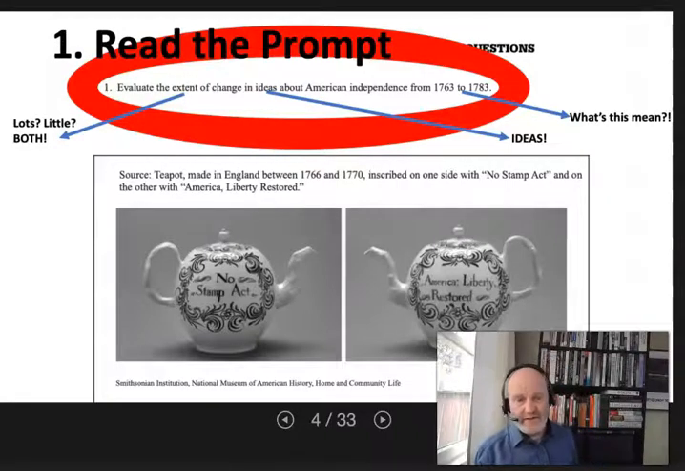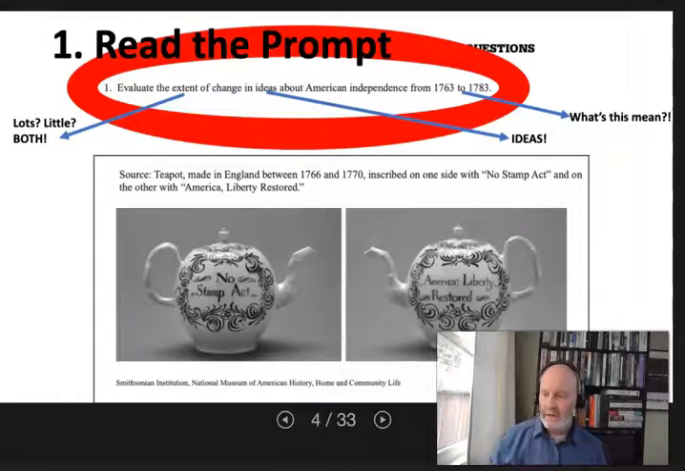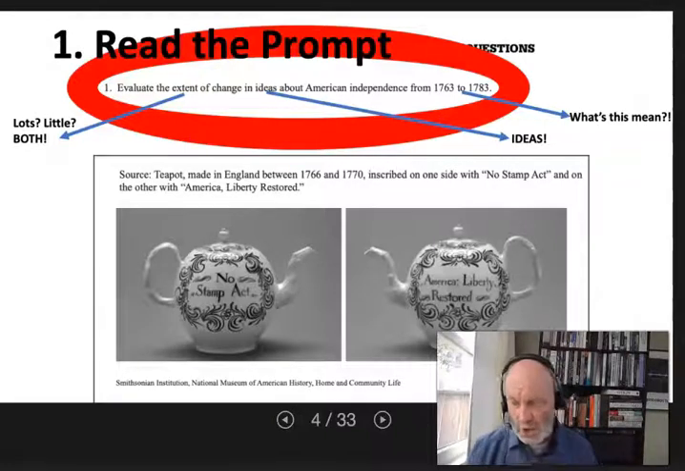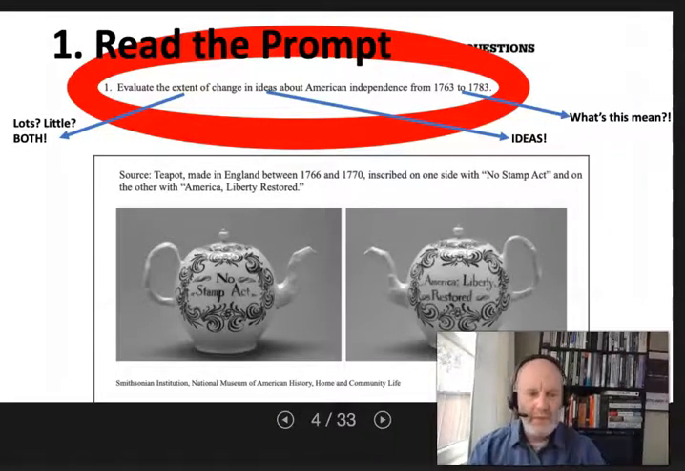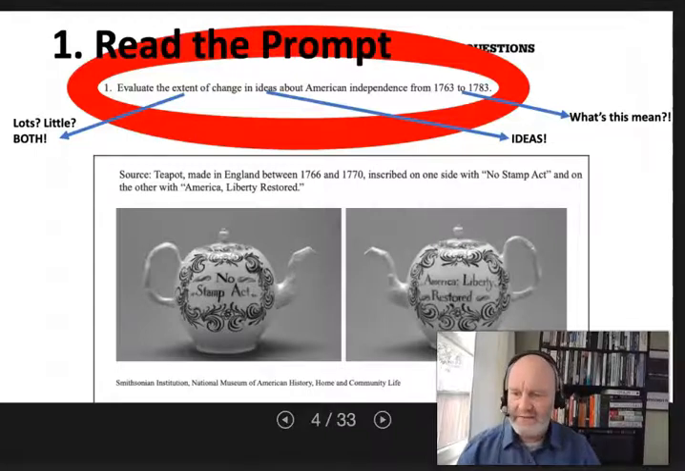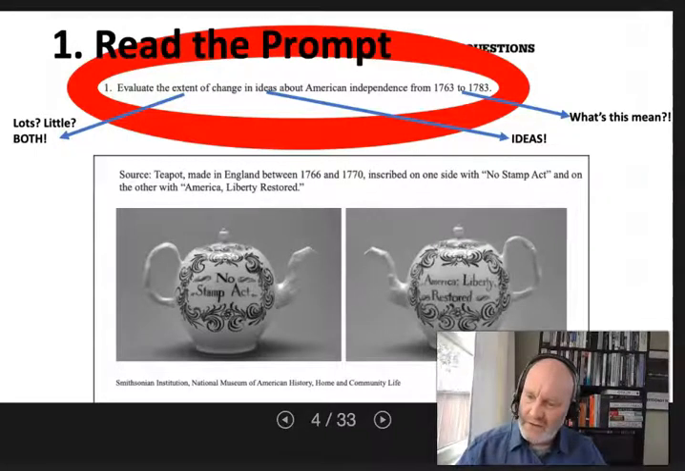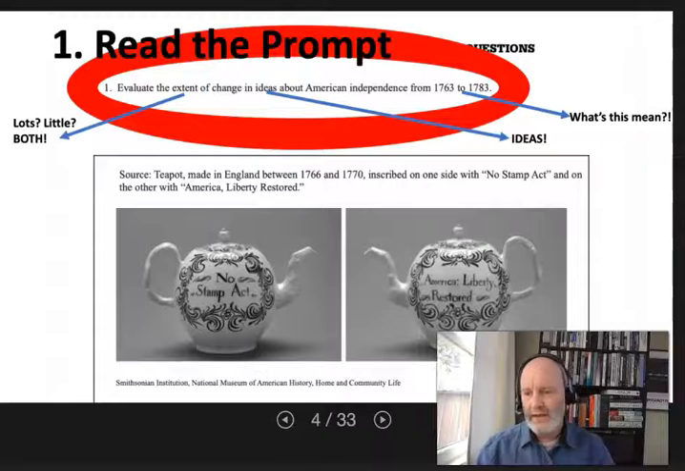Interestingly, this pot is made in England and presumably would have been sold in England as well, which clearly shows that the audience for anti-tax sentiment was not just the colonies, but also England itself, right? Or whatever, right? If you want to do outside evidence, you can introduce outside evidence here.